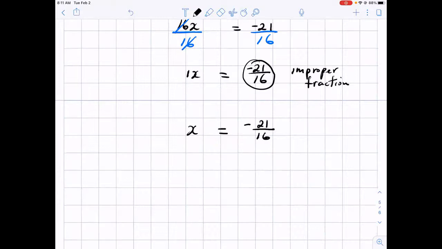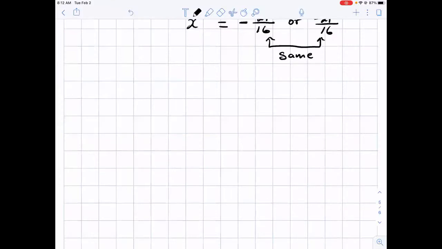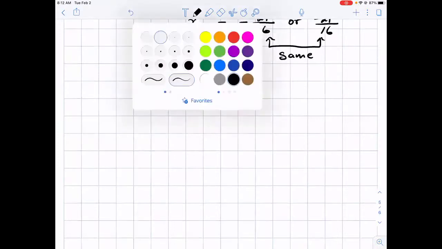Now, keep in mind, okay, notice I wrote the negative on the outside, or you could write minus 21, everything over 16. These two things are written the same. Okay? The negative can be on the outside, or it can go in the top. We generally don't put it in the bottom, but you can put it in the bottom if you want to. Let's move on with some more examples, because you know, the more examples you try, the better you become at this.